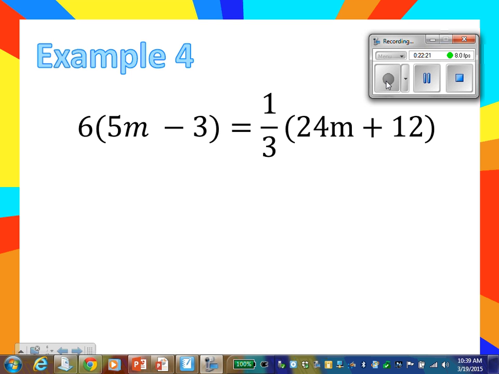Step 1, parentheses. I mean distribute. So I'm going to take the 6. 6 times 5m is 30m. And 6 times negative 3 is negative 18. Do not be scared of this. Everybody's like, oh my gosh, fractions, parentheses.